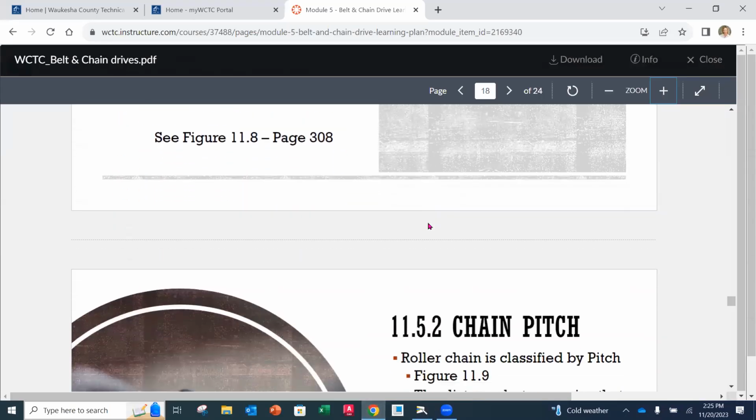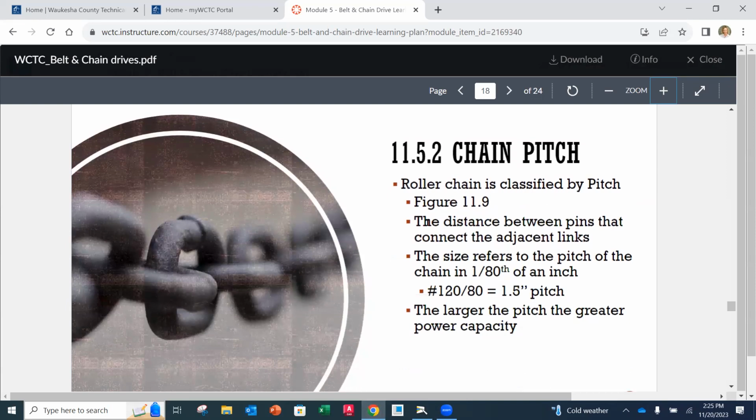Over here. So let's talk about chain pitch. Roller chain is going to be classified by its pitch. In figure 11.9, up at the top of page 309, there is a picture, and you'll notice that the dimension for pitch is between the two holes in the actual side plate of our roller chain.